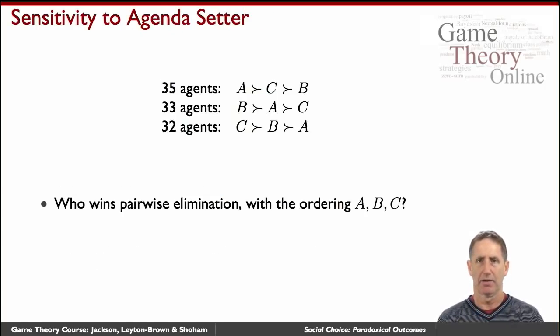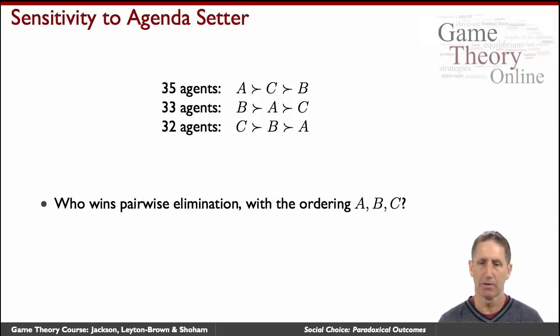Here is another peculiarity of voting schemes. Imagine that we're doing pairwise elimination. That is, we're going to take one candidate, compare him to another, take the winner, compare it to a third, and so on and so forth. The order in which we compare the candidates, we call that the agenda. So somebody needs to set the agenda. We call that person the agenda setter.